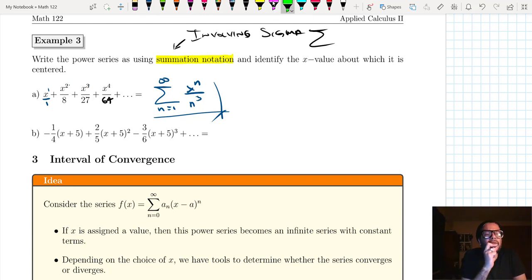Let's look at letter B. And notice the alternating signs. We have a combination of pluses and minuses. So that means that our series, sigma, is going to have some sort of negative 1 to the nth power, or maybe plus 1, or maybe plus something. We don't know yet. We're going to figure this out soon.